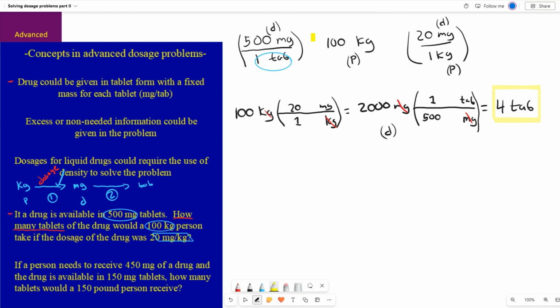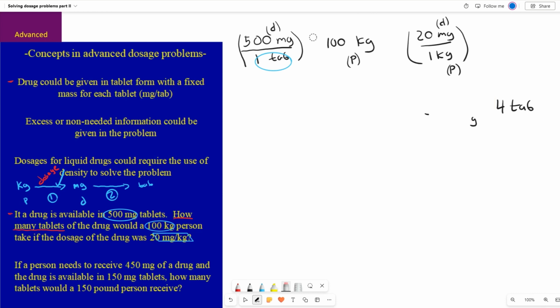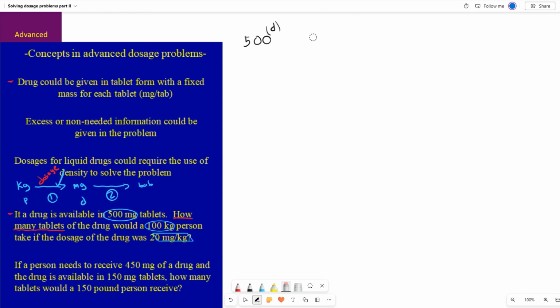So that's the first thing that can be done to make a problem a little bit more tricky, is add tablets into it. If we take a look at the second type of thing that can be done to make a dosage problem on an exam a little bit more difficult, is we can add in excess information that is not needed in the problem.